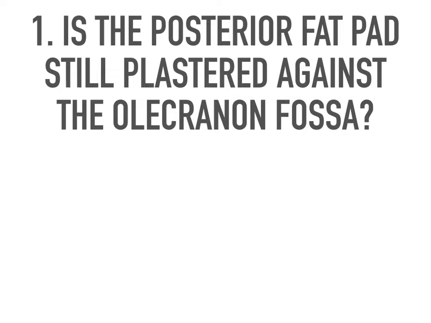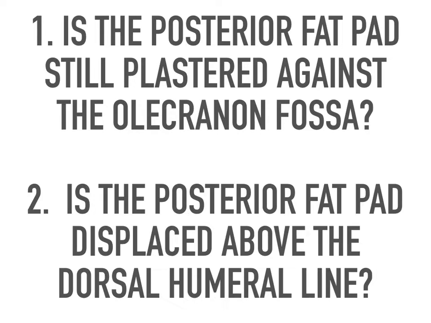The 2 binary questions that we will be asking ourselves in the evaluation of the elbow are: is the posterior fat pad still plastered against the olecranon fossa? And is the posterior fat pad displaced above the dorsal humeral line? Now, out of these 2 questions, the first one is the most important, although the second one can still add some information.